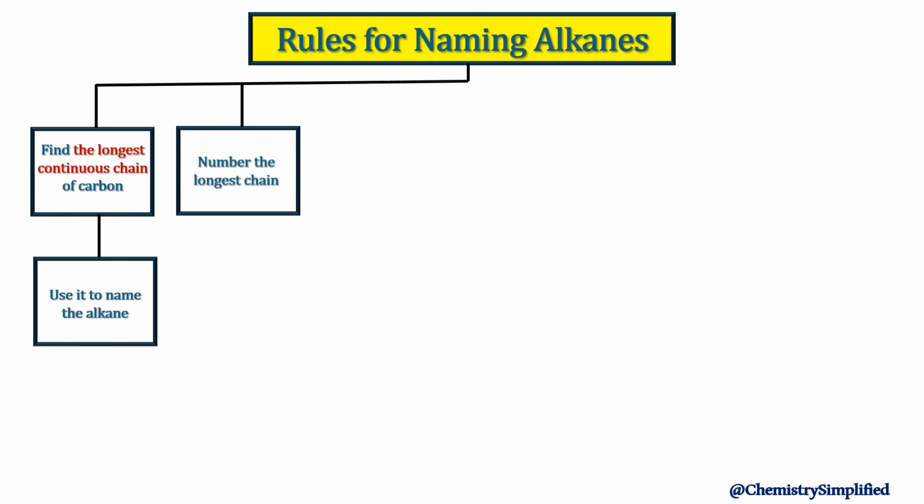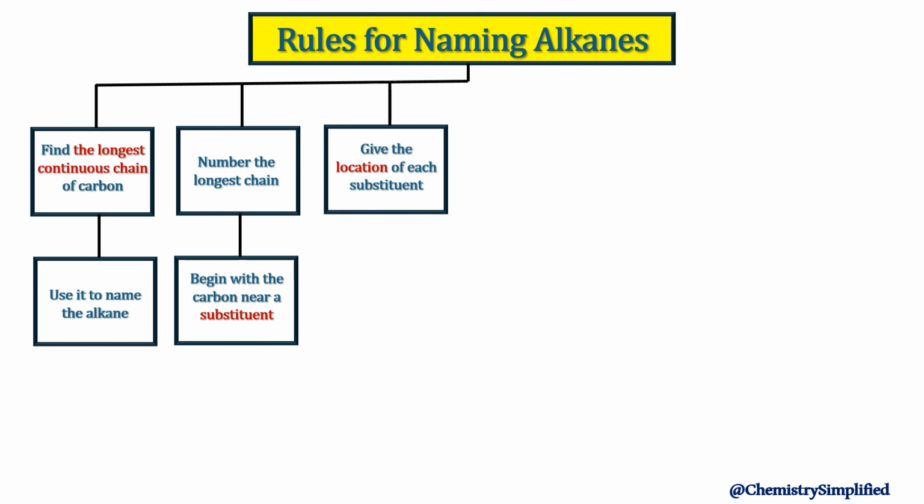Next, we'll need to number the longest chain. When we're doing that numbering, we have to begin with the carbon that is nearer a substituent or a branch, meaning that if the closest substituent is on the left, we'll start numbering on the left side. If the closest substituent is on the right side, we'll start numbering on the right side. So we'll provide you with plenty of examples in our next presentation, but today we're just laying the groundwork to learn the rules.